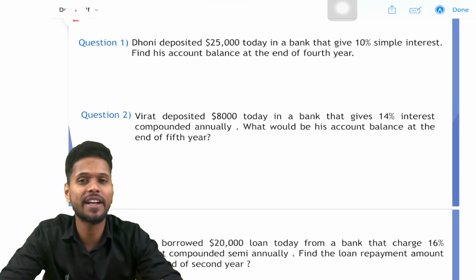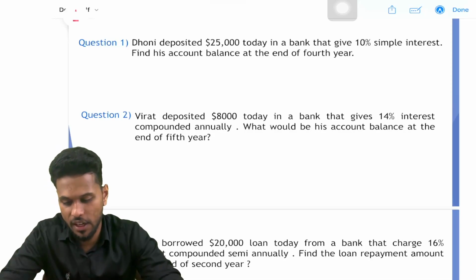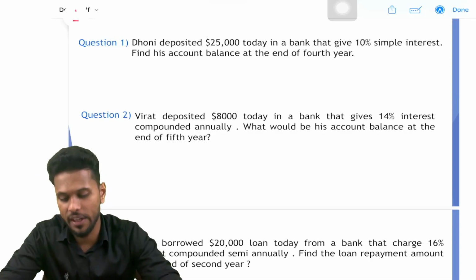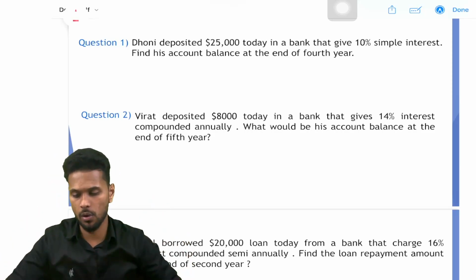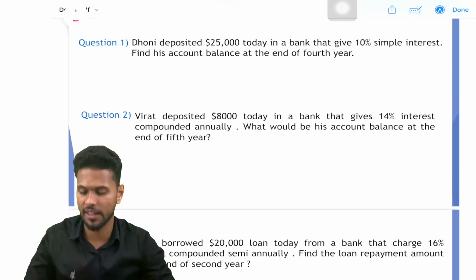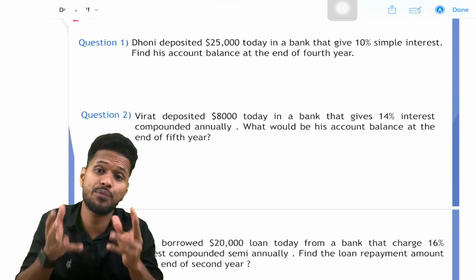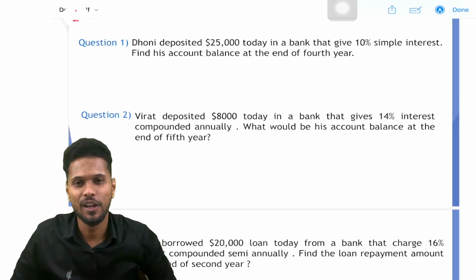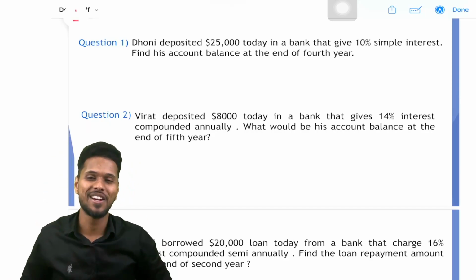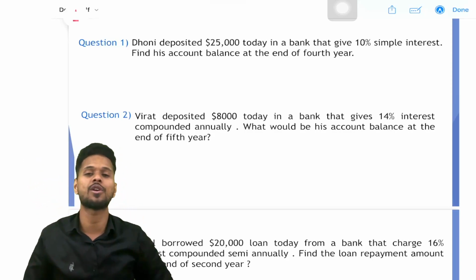So my dear friends, let us read question number 1. Dhoni deposited $25,000 today, which means year 0, in a bank that gives 10% simple interest. Find the account balance at the end of the fourth year. Very simple: it is simple interest, so you will not receive interest on the interest. The interest is calculated only on the principal amount.